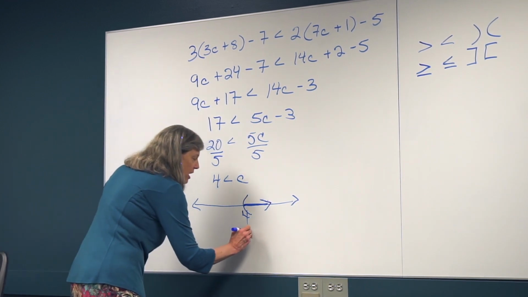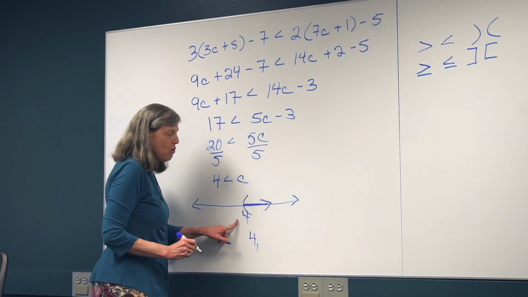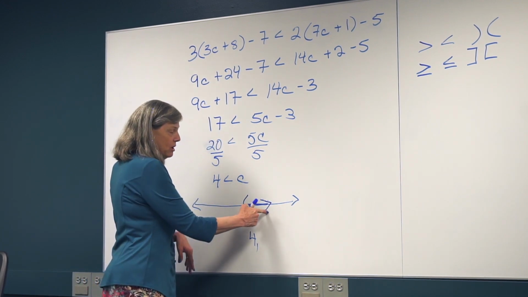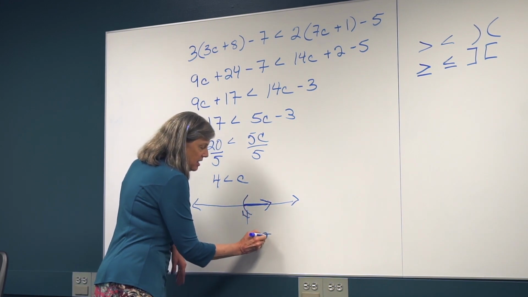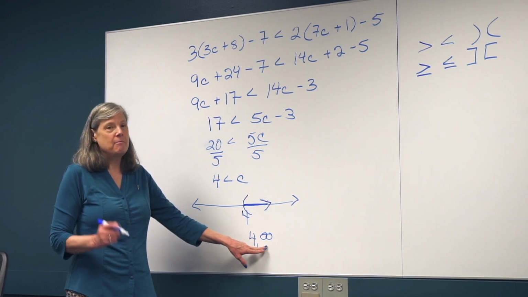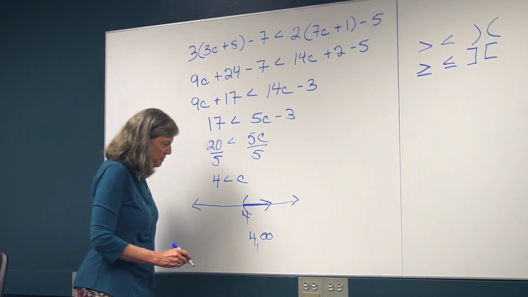So, as far left as it can go is 4. The comma between means everything between these two. As far right is infinity. Sorry, I can't do the infinity symbol. Math teacher, not an art teacher.